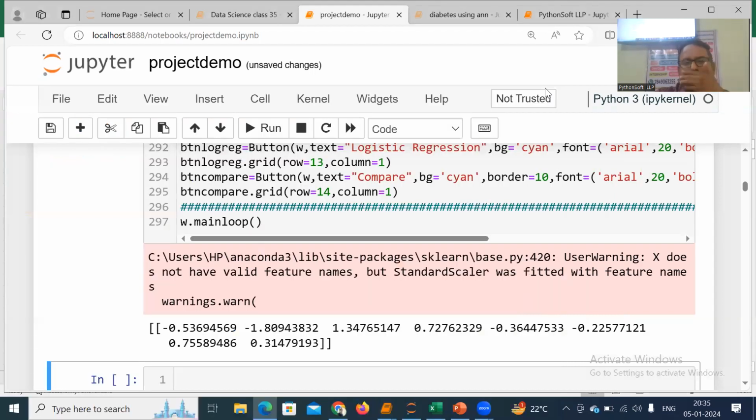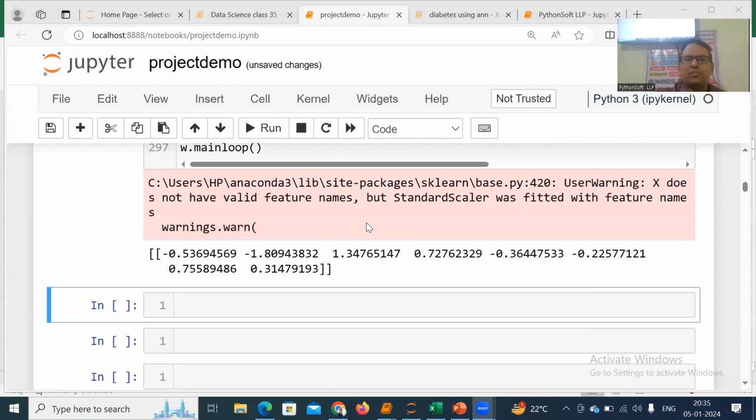I want to get more accuracy. Then you have to make certain changes, some other techniques. If you're satisfied, it's okay, no problem. So this is a sample we have predicted by using some machine learning concepts.